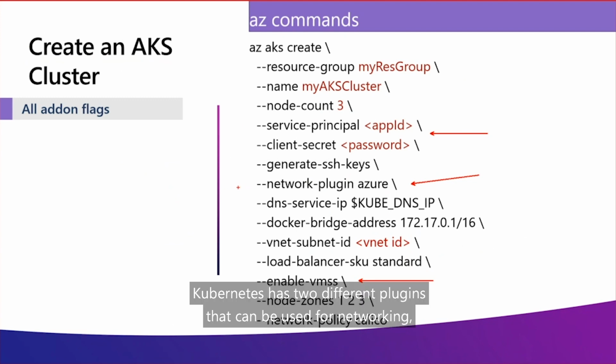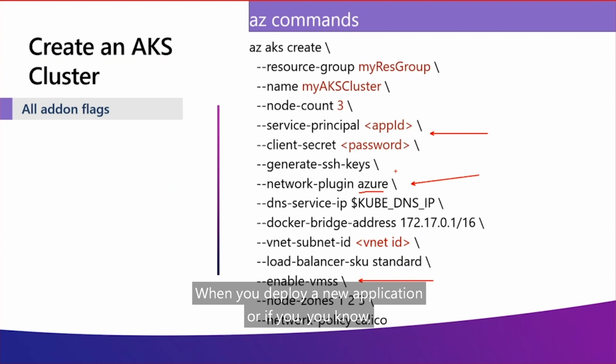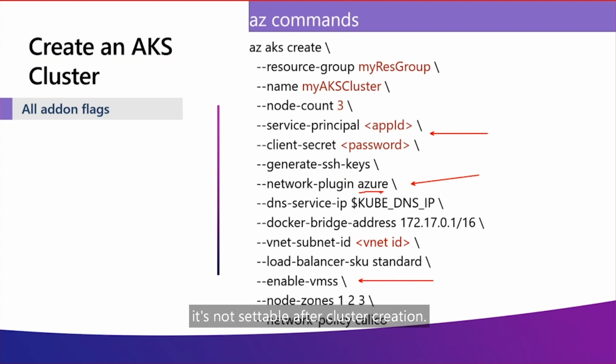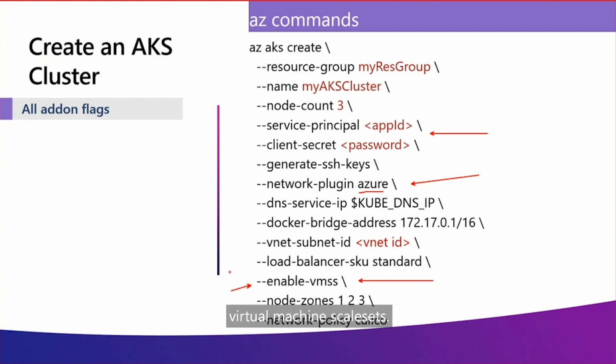Kubernetes has two different plugins that can be used for networking, such as Azure, like in this case, which gives you access to all the components in Azure, and for example, lets you add some new endpoints to the load balancer when you deploy a new application, or if you scale your application. And this, for example, is not settable after cluster creation. You need to do it when you create a cluster. Same for the virtual machine scale set.